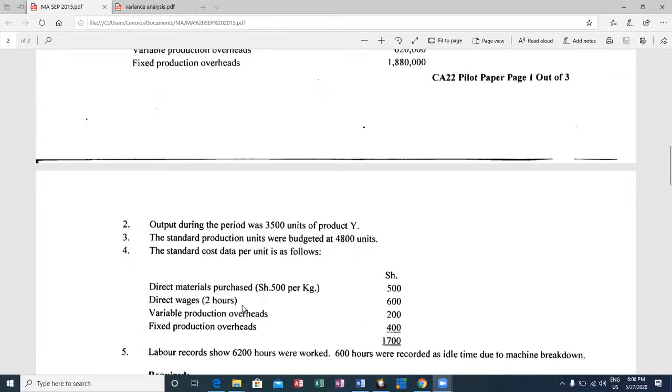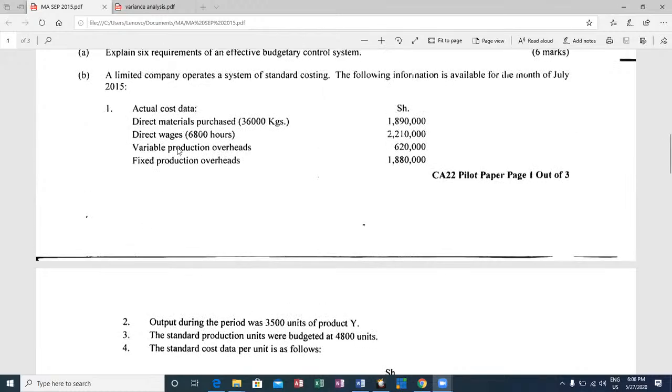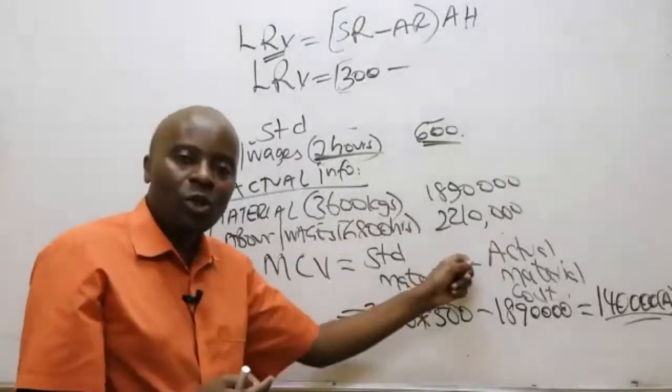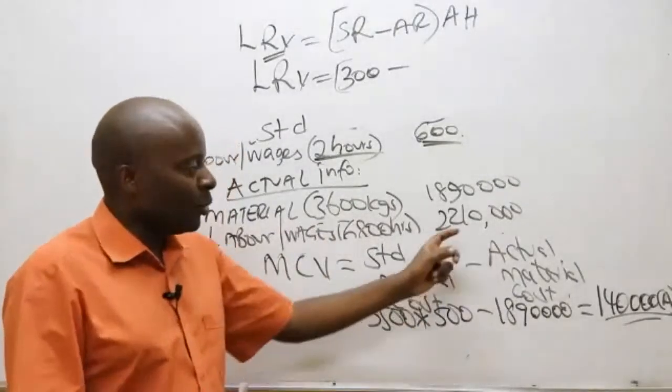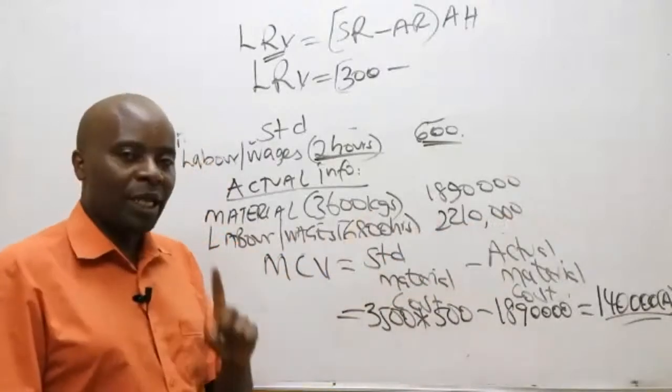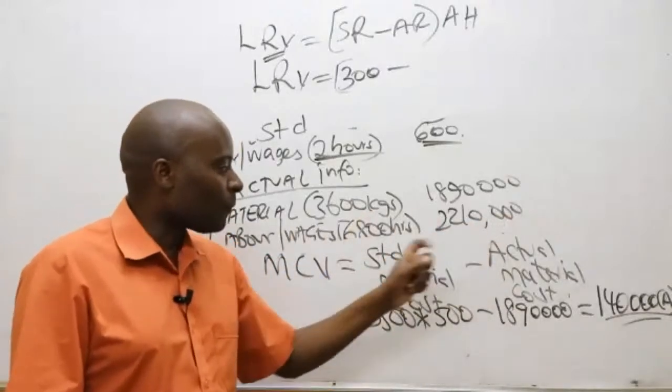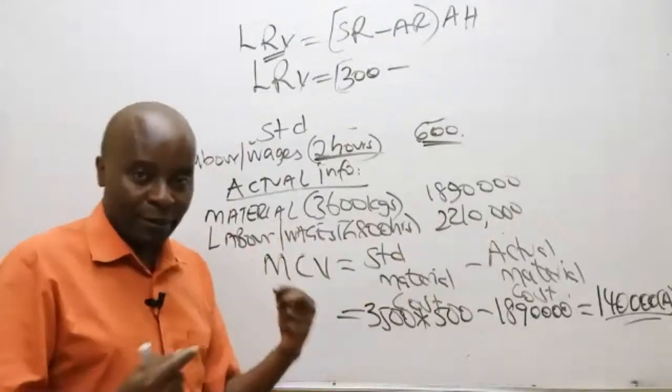How about the actual rate? What do I need to get the actual rate? Throw your eyes to the actual information here. I'm able to see wages 6,800 hours. We bought them 6,800 hours at this total cost. And therefore, the actual rate per hour will be 2,210,000 divided by 6,800. Who is able to give us that answer?